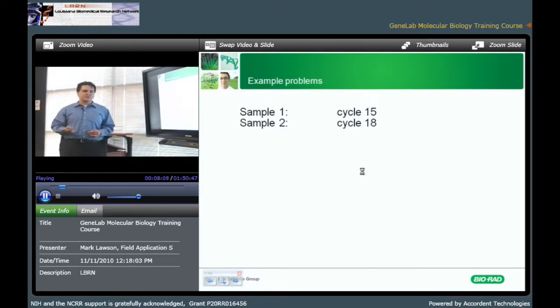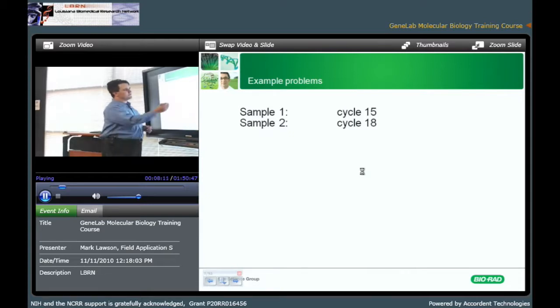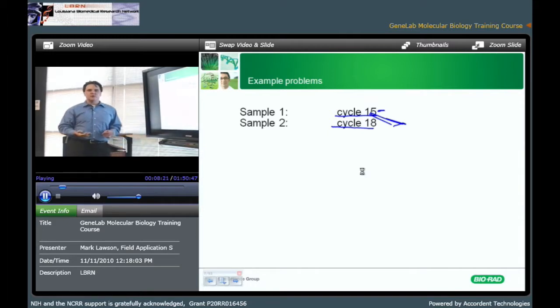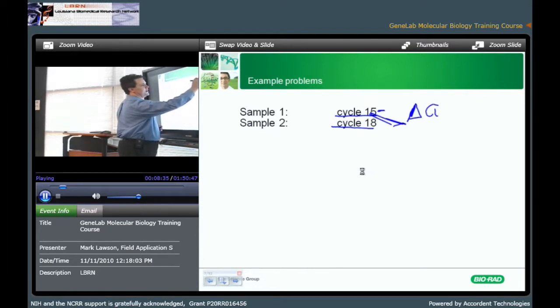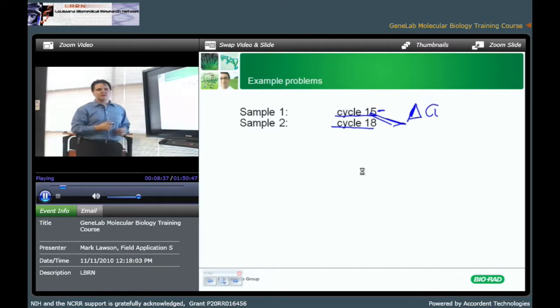If I have 2 samples that differ, where the first sample is at, I've discovered that my hand is also a pen, at cycle 15 for sample 1 and cycle 18 for sample 2. Those 2 differ at a particular point, right, where they've achieved the same copy number. They differ by 3 cycles. So we would express this as the delta CT value, and I'll talk about that in a minute, of 3 cycles.